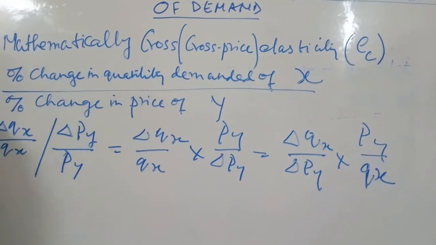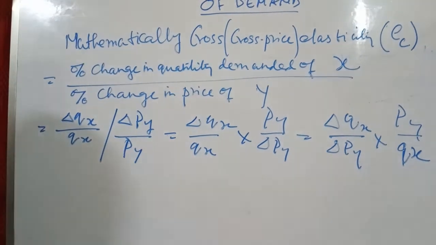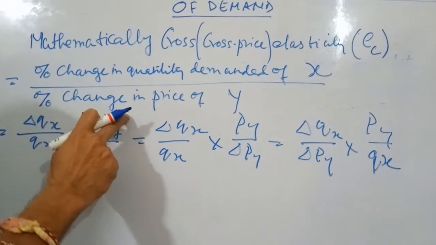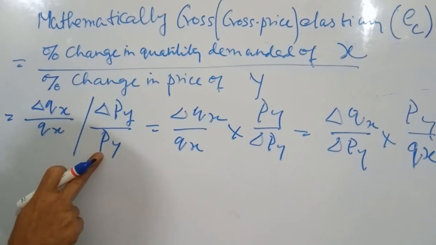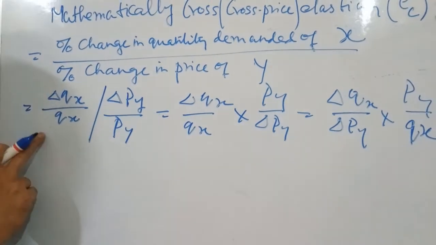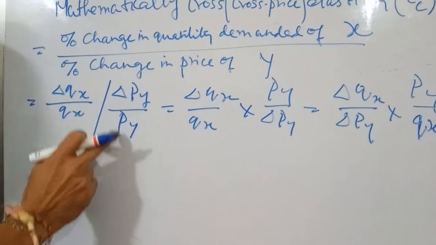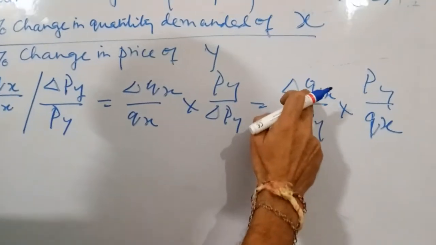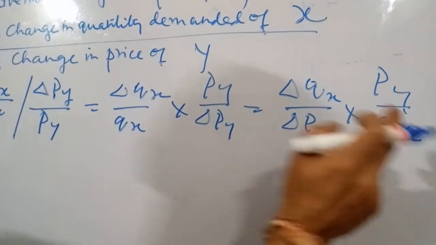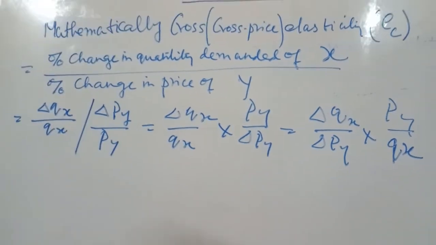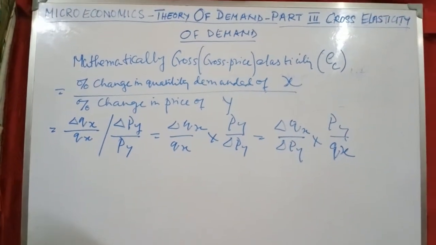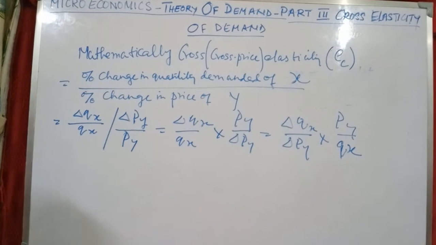Delta QX is change in quantity demanded of X, QX is original quantity demanded of X, delta PY is change in price of Y, PY is original price of Y, and the cross elasticity is delta QX by QX divided by delta PY by PY, that comes to delta QX by delta PY into PY by QX. Okay.